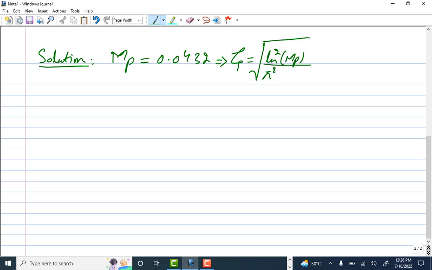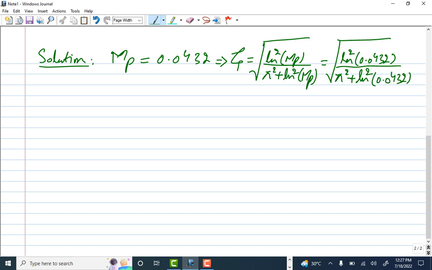Now from here we use a formula to calculate zeta. The zeta formula is natural log square of Mp divided by pi square plus natural log square of Mp, all under a square root. If I plug in the values, we get natural log square of 0.0432, similarly pi square, then natural log square of 0.0432. When I solve it, zeta after calculation is 0.707. So this is the zeta value.